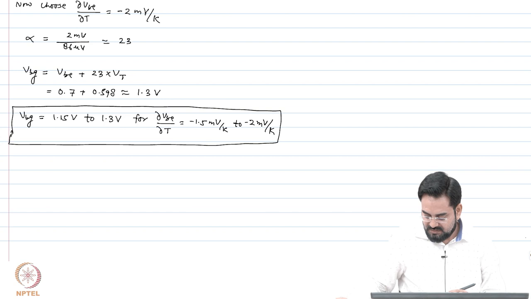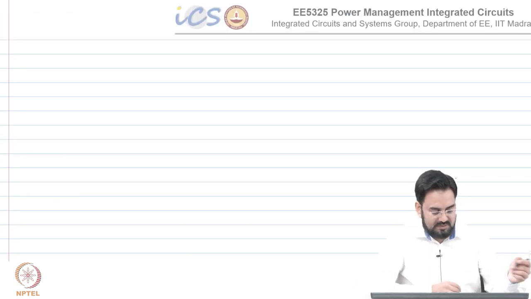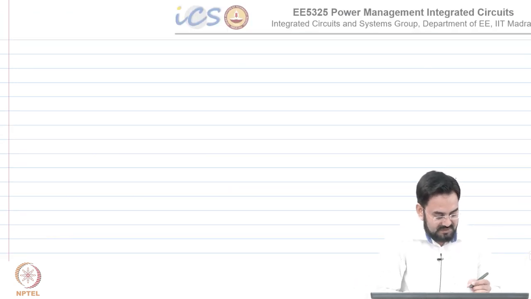Okay, so let us look at another topology of the same band gap.